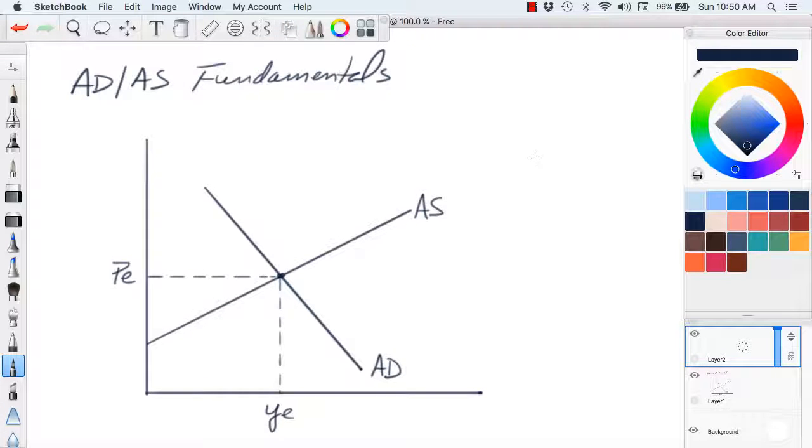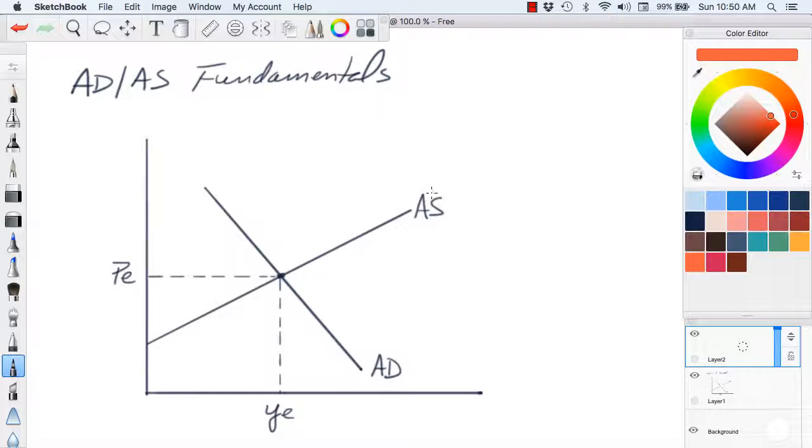In this particular video, we're going to put the aggregate demand curve together with the aggregate supply curve, and we're going to do some AD-AS analysis. I assume that you've already watched the video over aggregate demand. I actually developed the aggregate demand curve in a separate video. I also take the time to develop the aggregate supply curve in a separate video.